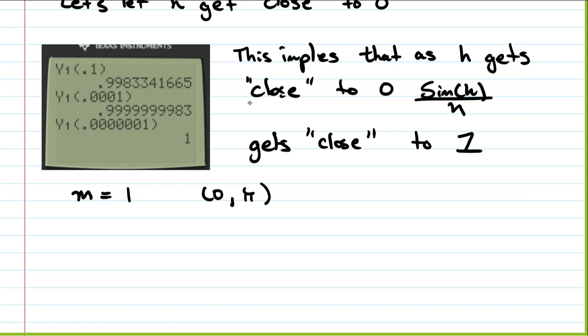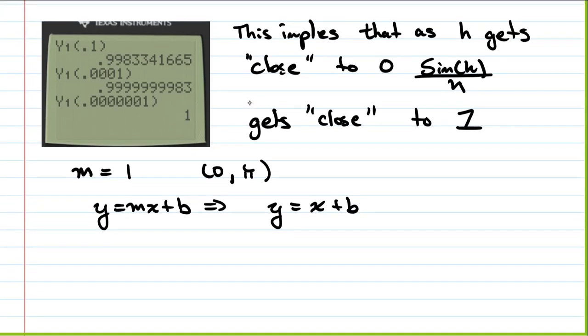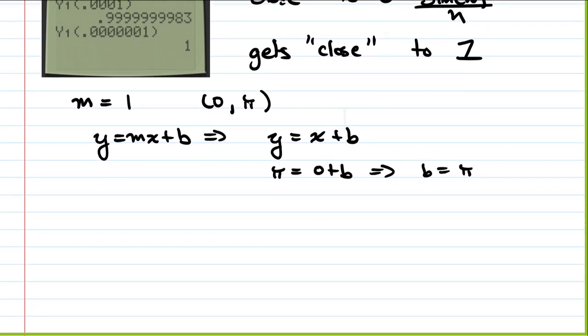So we could then find the equation of the line that contained these 2 points. We have y equals mx plus b, and we plug in our slope, so we get y equals x plus b. Then we plug in our point: pi is equal to 0 plus b, so b is equal to pi. So the equation of the line is y equals x plus pi. This would be the equation of the tangent line.